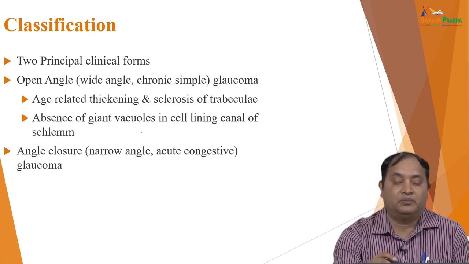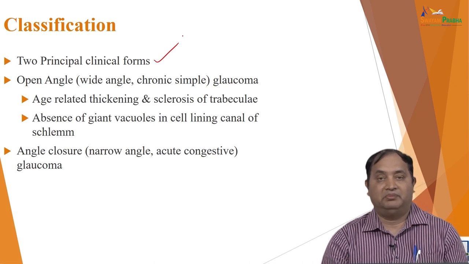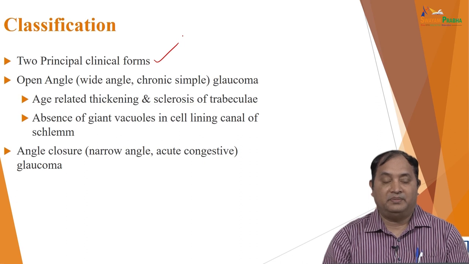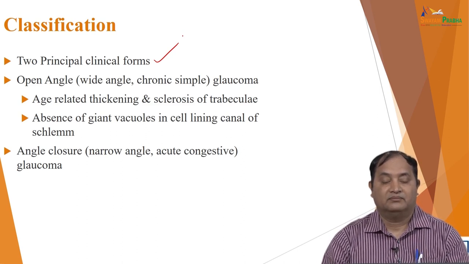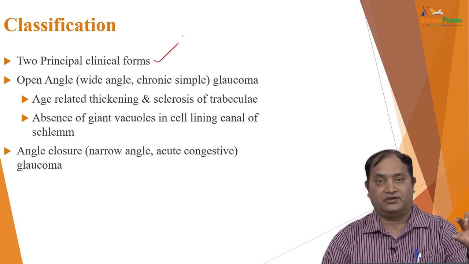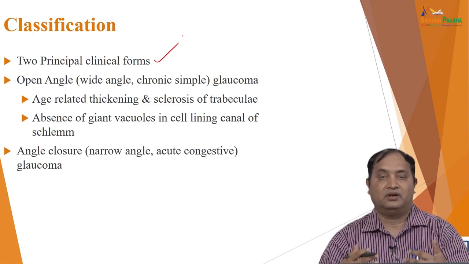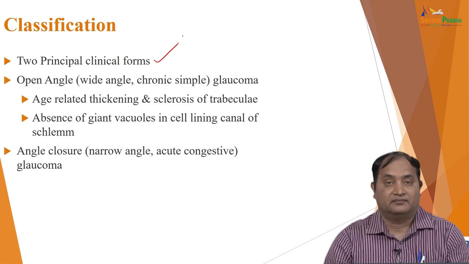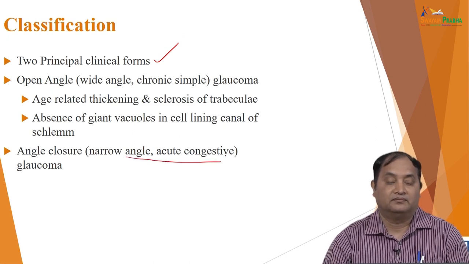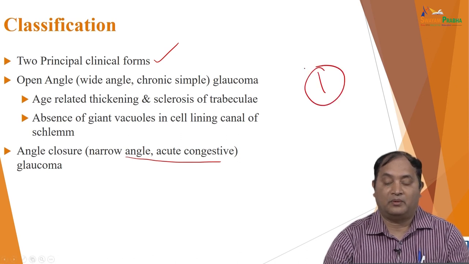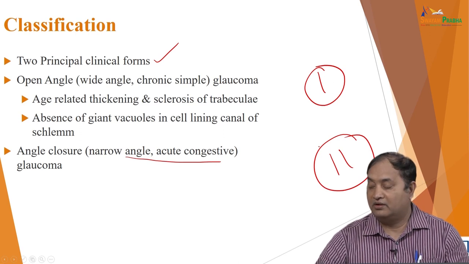Based on this pathogenesis and this molecular mechanism, you can classify glaucoma into two principal clinical forms. One is typically called open angle glaucoma, that means wide angle or chronic simple glaucoma. Basically it is age related thickening or sclerosis of the trabecula, so the aqueous humor is formed but there is no drainage, or there could be absence of giant vacuoles in the cell lining of the canal of Schlemm where drainage takes place. So, it prevents the drainage, more aqueous humor forms and intraocular pressure increases. Now, the other form is angle closure glaucoma, which is narrow angle, acute congestive glaucoma. So, there are two types: open angle glaucoma and angle closure or closed angle glaucoma.